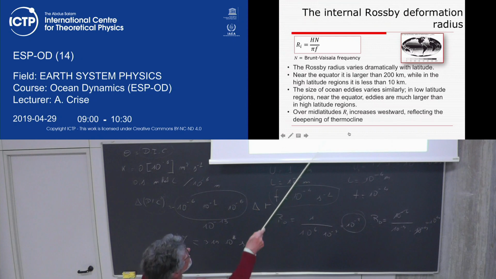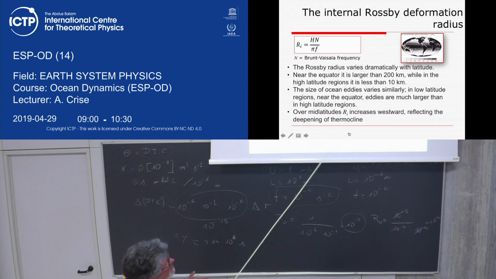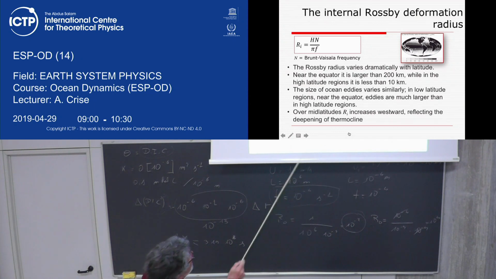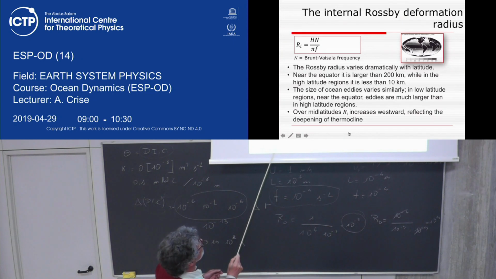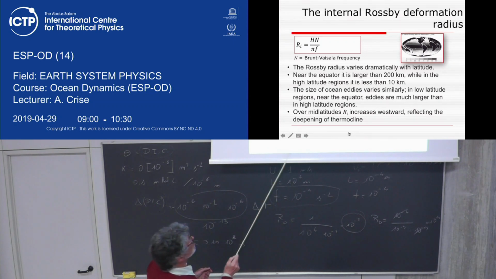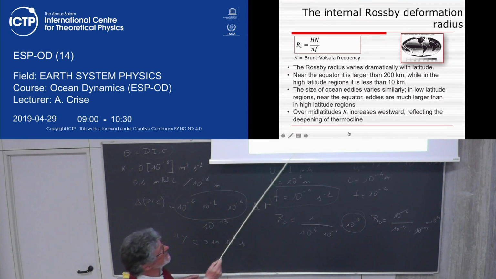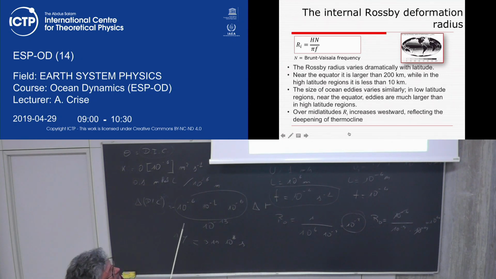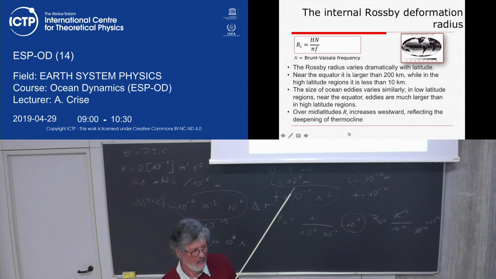You see here the Rossby radius obviously has some interesting features. One, it varies dramatically with latitude. Near the equator, or obviously it is not defined at the equator, but near the equator it is larger than 200 kilometers. In the high latitudes it is less than 10. And this affects the size of the ocean eddies, which are ruled by far and large by that.